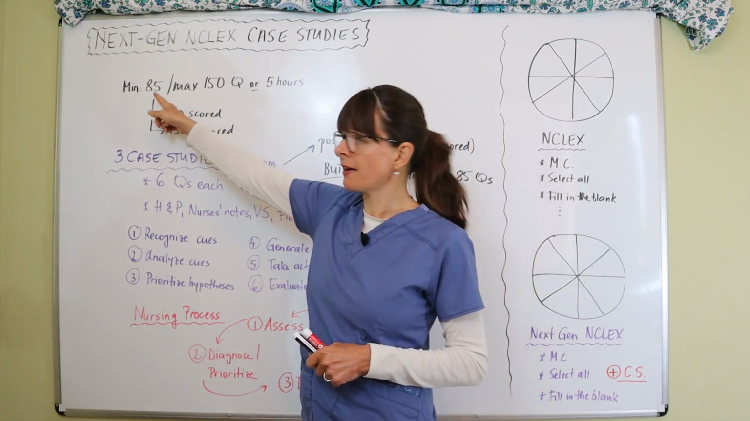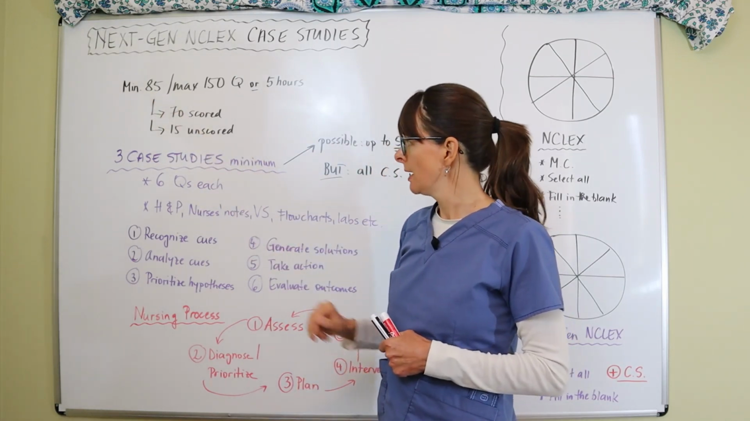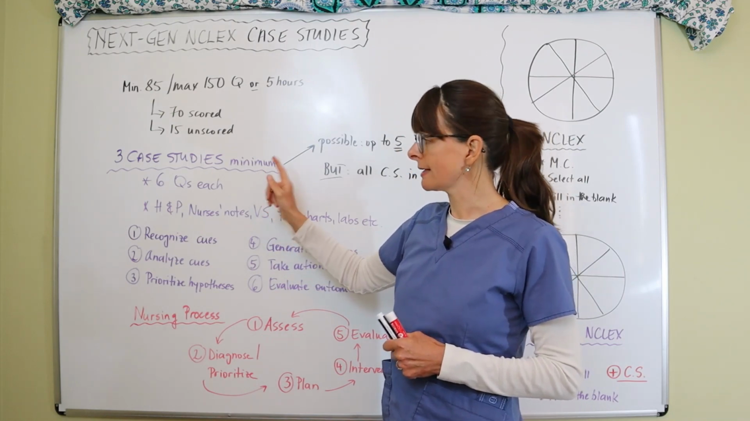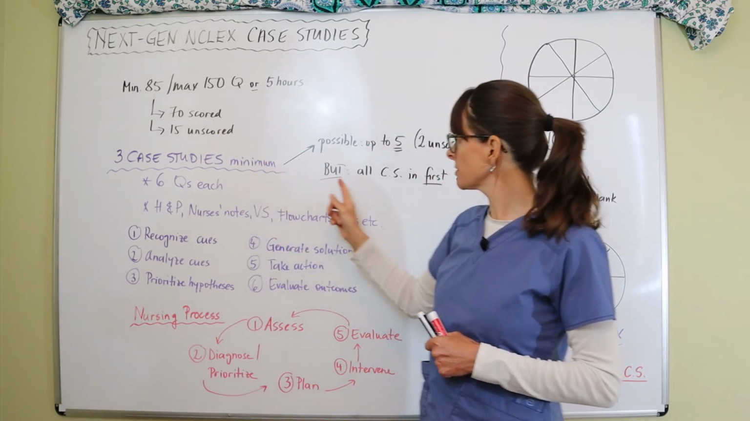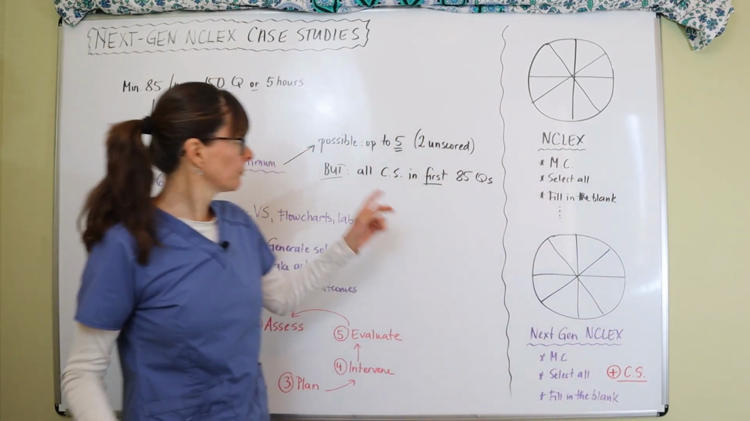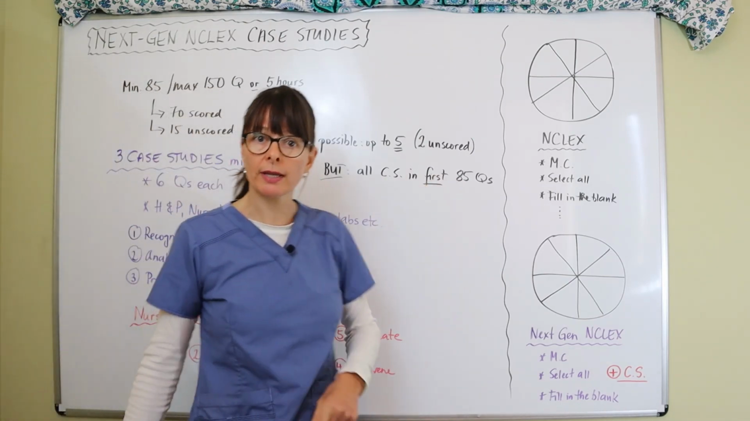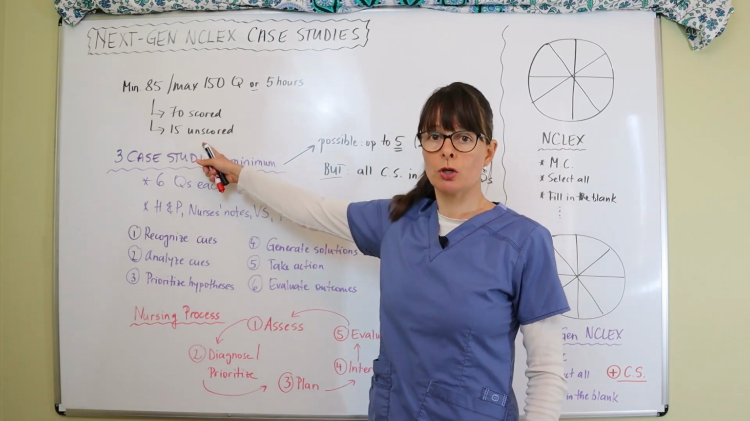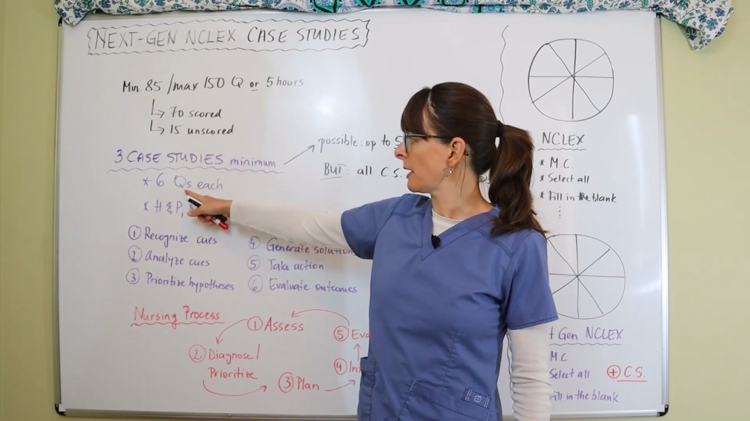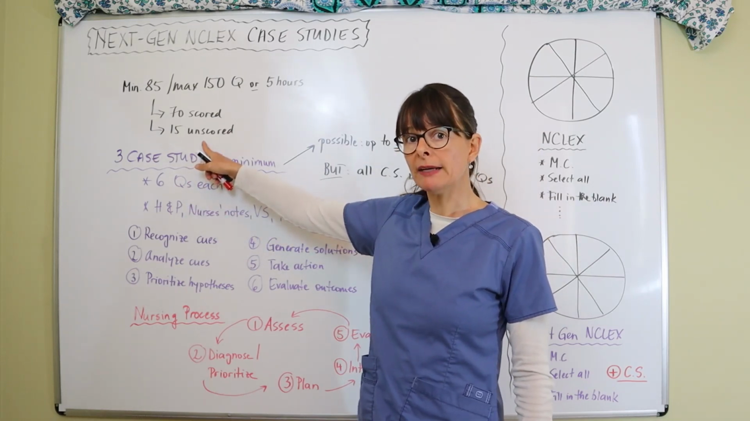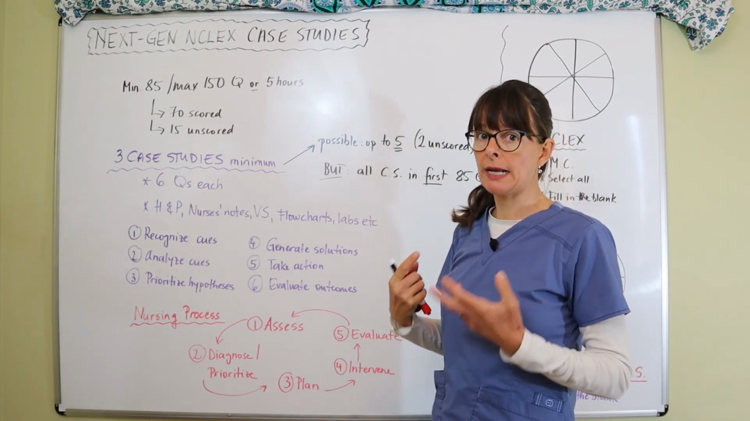And within these 85 questions, you're going to have a minimum of 3 case studies. I say minimum here because each case study consists of 6 questions, and you will see all case studies within the first 85 questions. So knowing that we have 15 unscored questions and they have 6 questions each, if we multiply 6 by 2, that's 12. So you might have a total of 5 case studies. It is possible, although very unlikely.